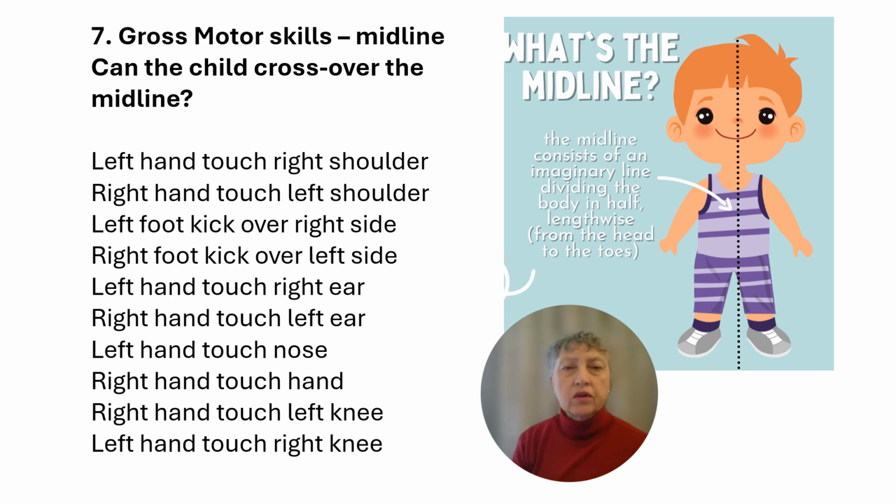In Part 7, observe and record if the child can cross over their own body's imaginary midline. Ask the child to touch their right shoulder with their left hand, to kick the right foot over the left side, to touch their right ear with their left hand, and so on. The child should easily cross hands, arms, and legs over to the other side of the body without hesitation, clumsiness, or jerkiness.